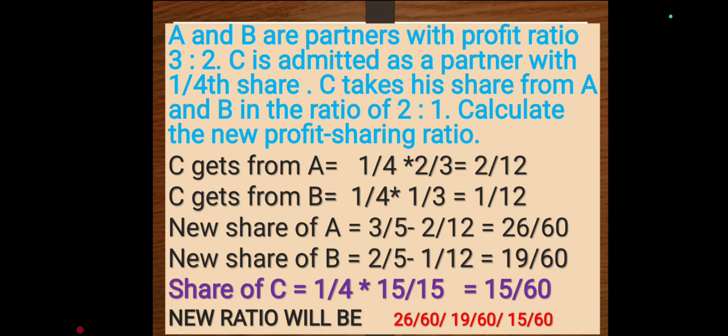The share of C is 1/4. Again we have to make the denominator equal, so in that case we will be multiplying 15/15 in case of C. So the new ratio will be 26, 19 and 15.